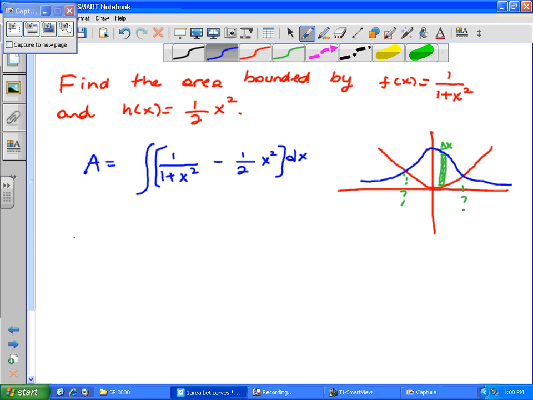So set 1/2 x squared equal to 1 over 1 plus x squared. How could I solve this equation? Good idea. Multiply both sides by 2. So you have x squared is equal to 2 times 1 over 1 plus x squared. What we're doing right now is finding the points of intersection.